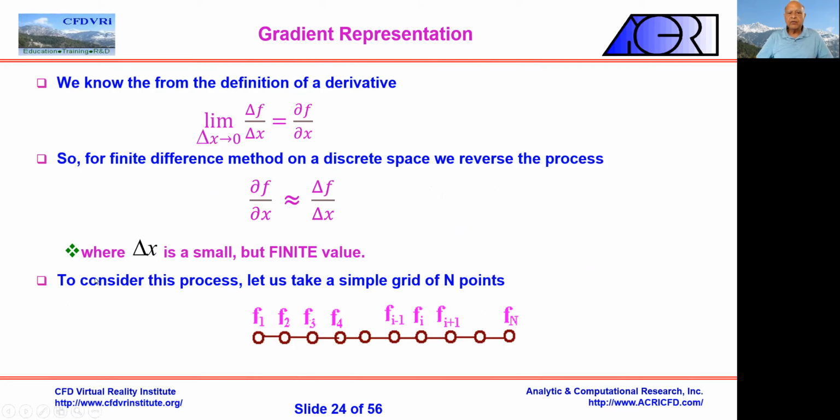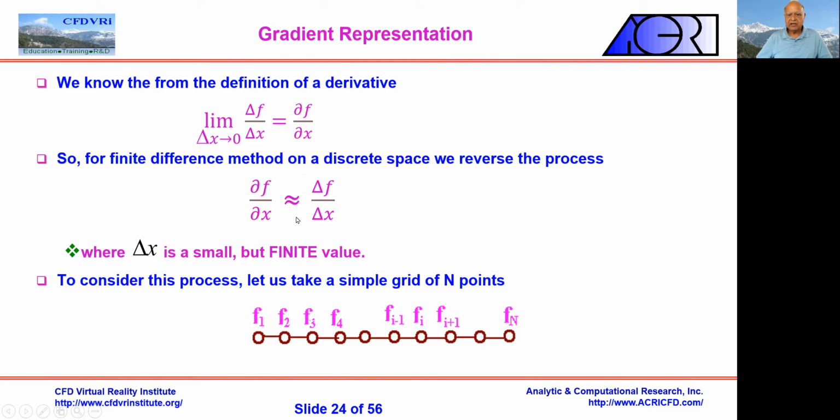Now, we know that the form of the derivative that we have is we started with delta f by delta x, and we said delta x goes to 0. Remember that Gauss theorem? And we said when that happens, this becomes the gradient at the point, right? So in the finite difference method, we're going to use this in reverse. We're going to say df by dx is delta f by delta x.